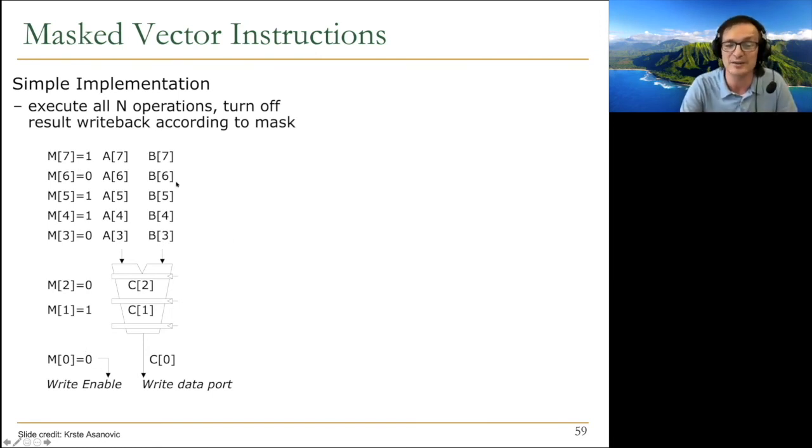Clearly, this costs a lot, right? You're wasting a lot of time doing the execution. At the end, you're write disabling the register that you should not be writing to. But this is certainly one simple implementation. This is possible, but it's not energy efficient, and it keeps the functional unit very busy.